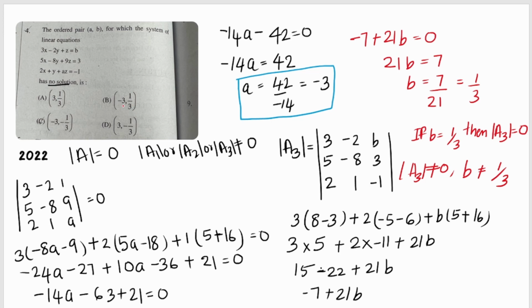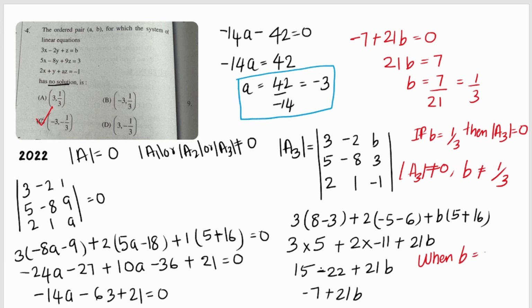You have minus 3 over here, b option. C option also you have a equals to minus 3. When you check the value of b, one option you have 1 by 3, another option you have minus 1 by 3. You can't take 1 by 3 because in 1 by 3 means determinant a is going to become 0. So we will be taking the option minus 1 by 3, because when the value of b is equal to minus 1 by 3, it means that it has no solution.